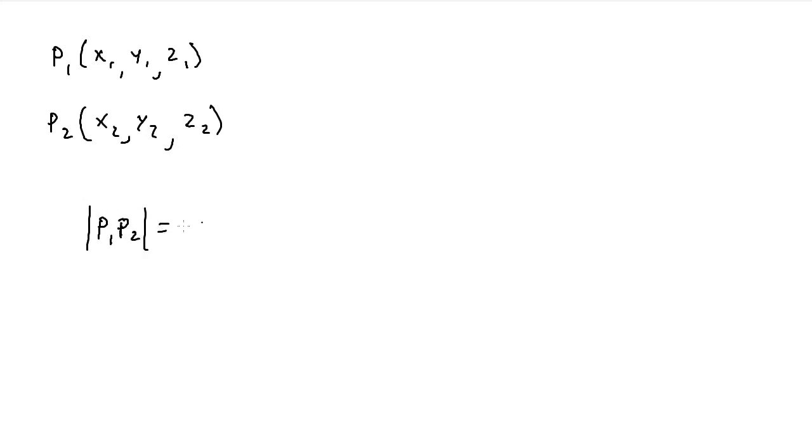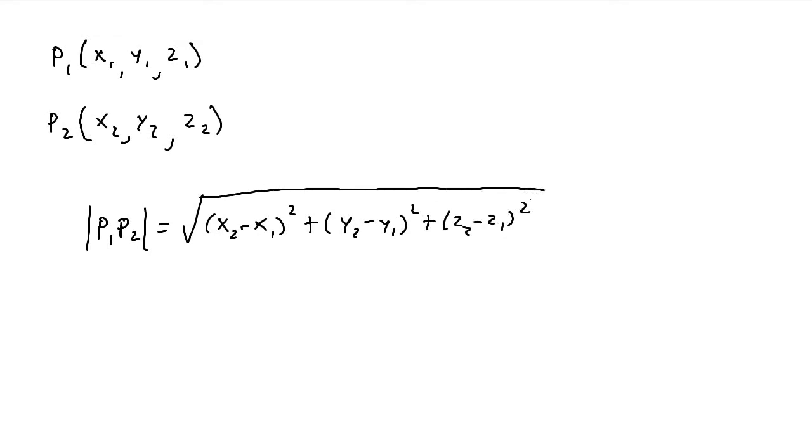to the square root of x2 minus x1 squared, plus y2 minus y1 squared, and then plus z2 minus z1 squared. So the square root of the entire thing. And keep in mind, this is the way we write distance, so we always have the absolute value and then the 2 points inside the absolute value whenever you're trying to find the distance between those 2 points.